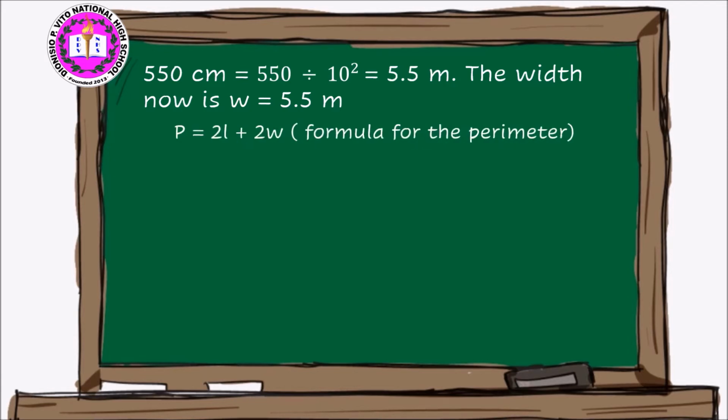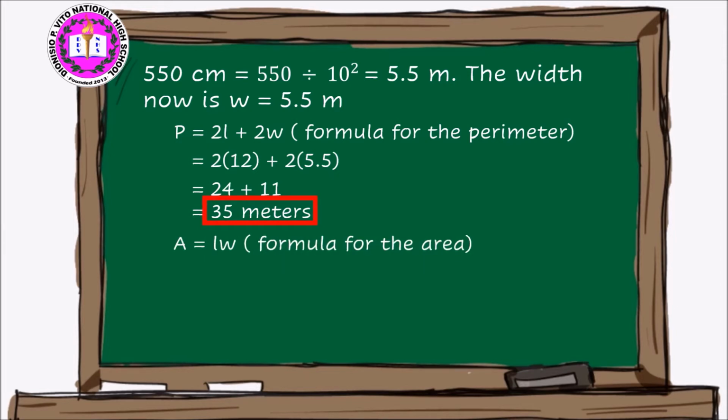And the formula for the perimeter is equal to 2 times length plus 2 times width. So our length is 12 and our width is 5.5 meters. Therefore, we have 2 times 12 is equal to 24 plus 2 times 5.5 is equal to 11. Therefore, our perimeter is equal to 35 meters.